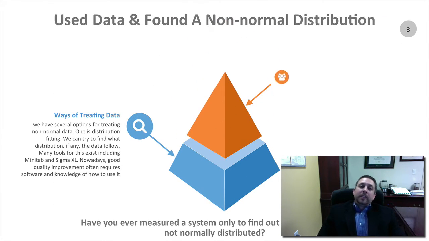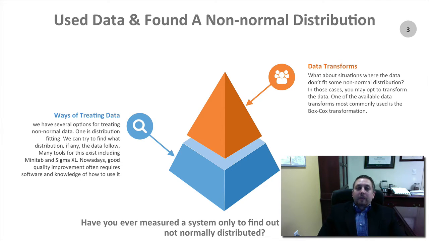So let's say you're in a situation where you've taken data right from the process, often a continuous data endpoint, and you end up with a non-normal distribution. And the first question is, how do you know data follow a non-normal distribution? One of these ways is by using the Anderson-Darling test. In another blog entry, you can read up on the Anderson-Darling test as one of the named statistical tests to tell if your data follow the normal distribution or not.